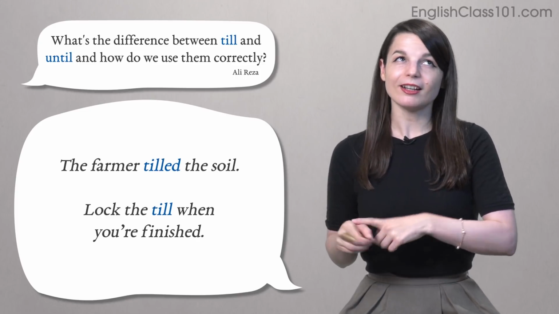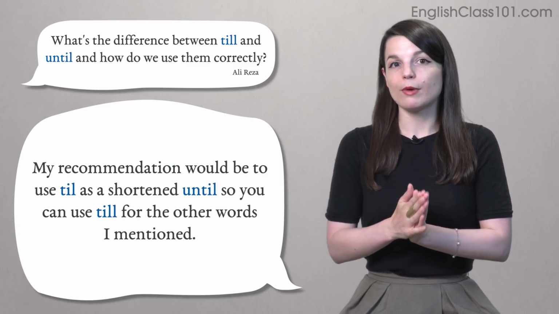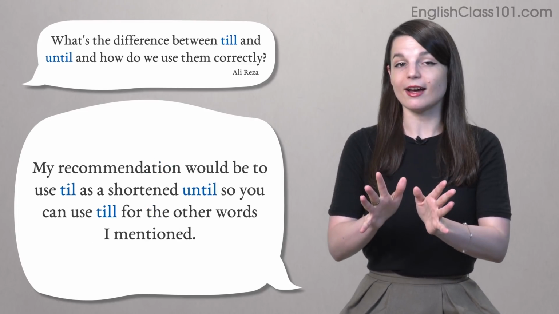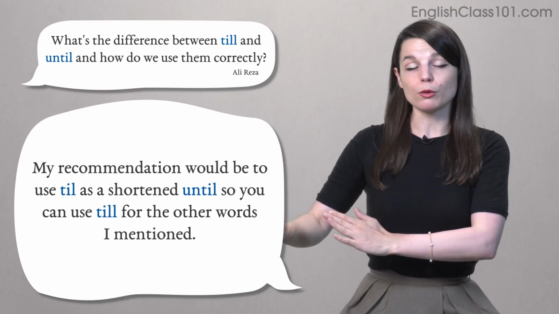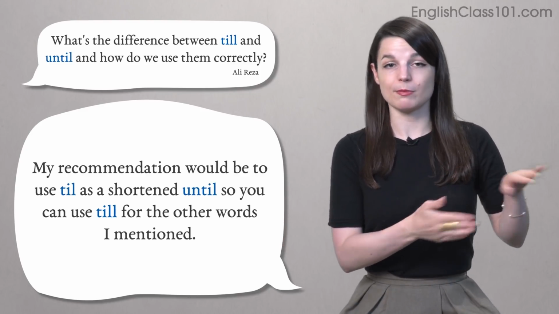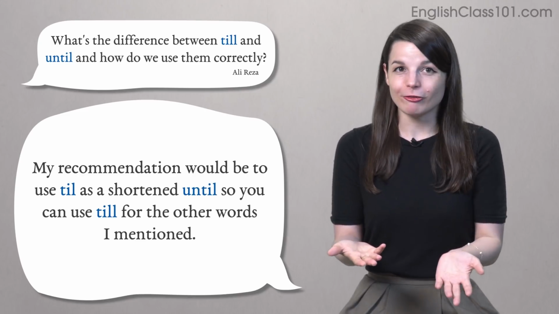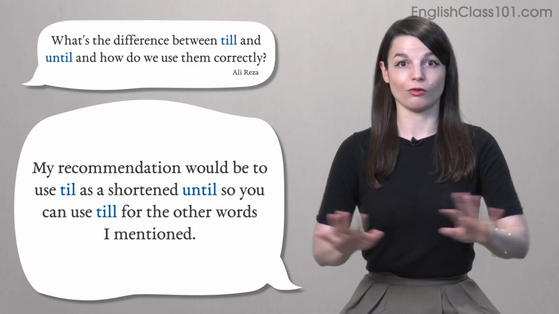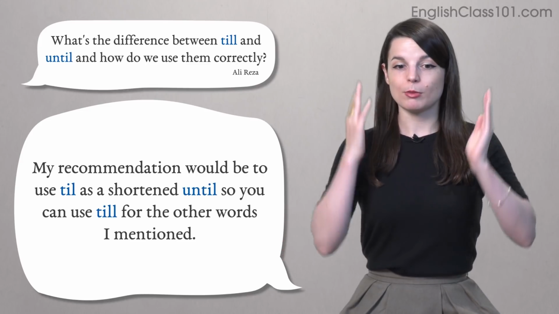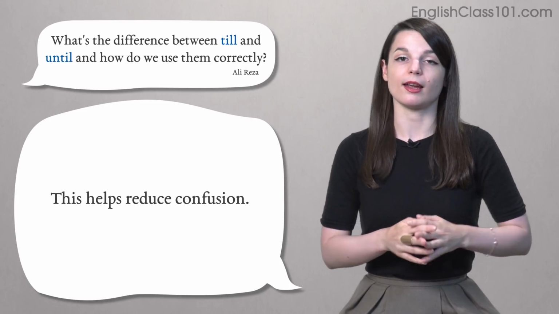For that reason, and just for the sake of consistency, so that we're always the same, I would recommend you use till, T-I-L-L, two L's, for those words, and use until and till with one L to mean until. That's my personal recommendation. Of course, you don't have to follow that, and not all native speakers follow that by any means. But for me, I prefer to keep the two separate, just to be consistent, like I said.